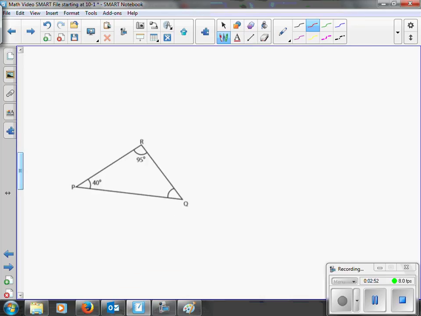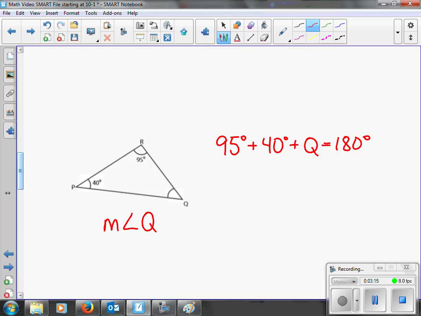Okay, here's our next problem. Here we have triangle PQR, and we're looking for the measurement of angle Q. It's supposed to be a Q there. Okay, and we set up our problem. 95 degrees plus 40 degrees plus Q equals 180 degrees. So you add 95 plus 40, and you get 135 degrees plus Q equals 180 degrees.